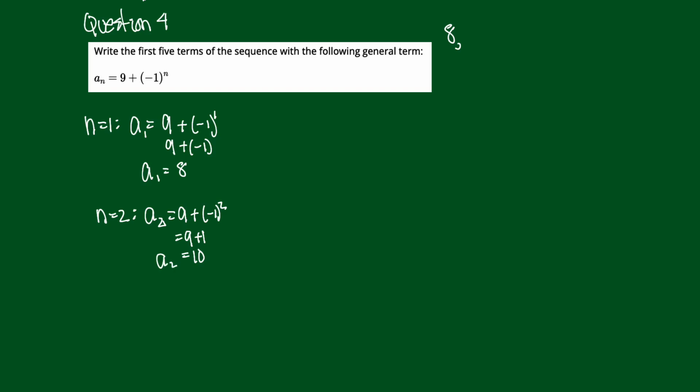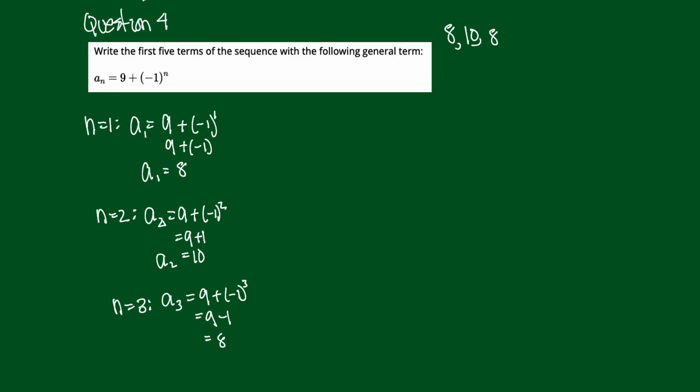Now I'll write that up here at the top right. Second term is a 10. When n is equal to 3. All right, now again, take that 3, the n is 3. So come up to your general term, replace all the n's with 3. So a 3 here, a 3 here. We will get a sub 3, meaning the third term is 9 plus negative 1 to the 3. 9, now negative 1 cubed is still negative 1, so I'm going to get an 8. Right, so the third term is an 8.